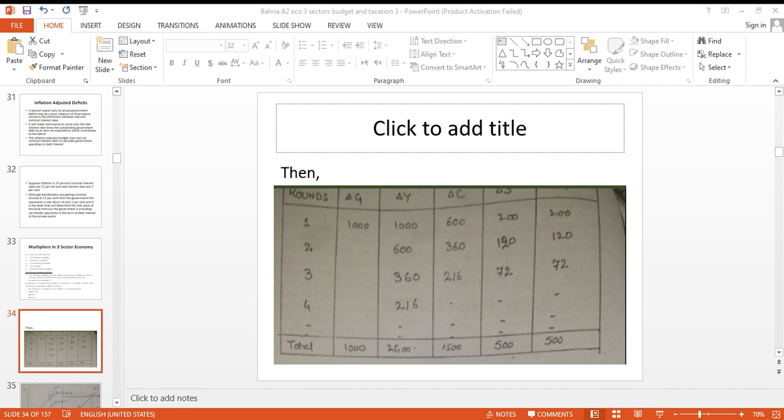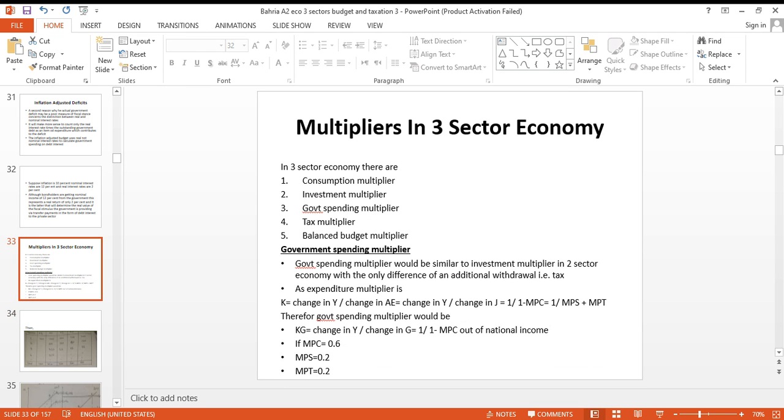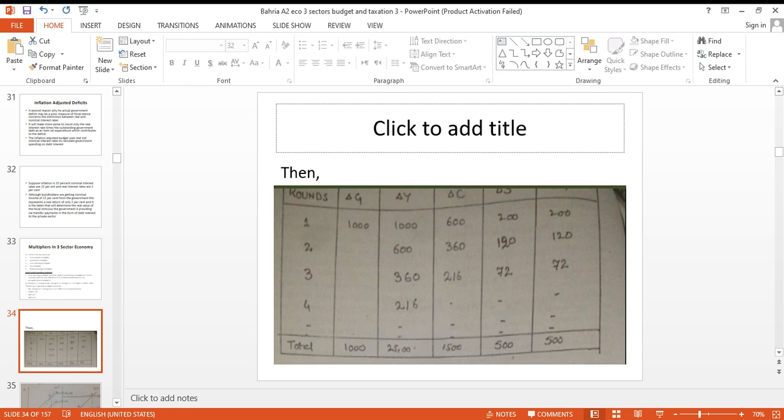Okay, welcome back. Now, in this video, I just want to quickly discuss the multiplier, the government spending multiplier. Now, just look at this table. Not very clear, and I'm really sorry about it. This table shows the change in government spending. The government has increased its expenditure by 1,000.